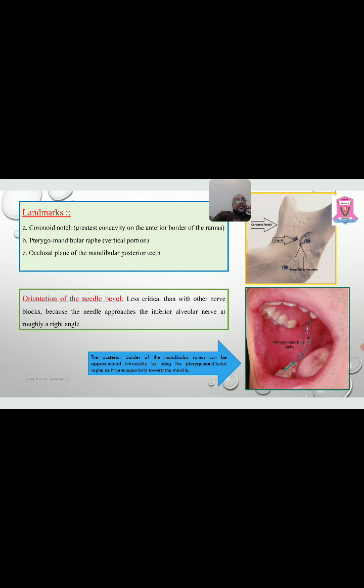Orientation of the needle bevel is less critical than for other nerve blocks because the needle approaches the inferior alveolar nerve at roughly a right angle. So keep in mind the coronoid notch is an important landmark. The pterygomandibular raphe: what is the pterygomandibular raphe? This is a question for you. And the occlusal plane of the posterior mandibular teeth.